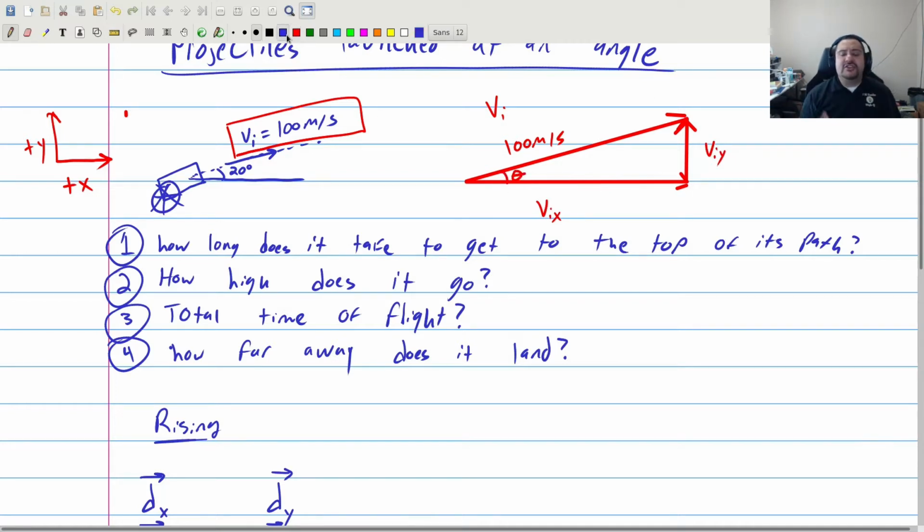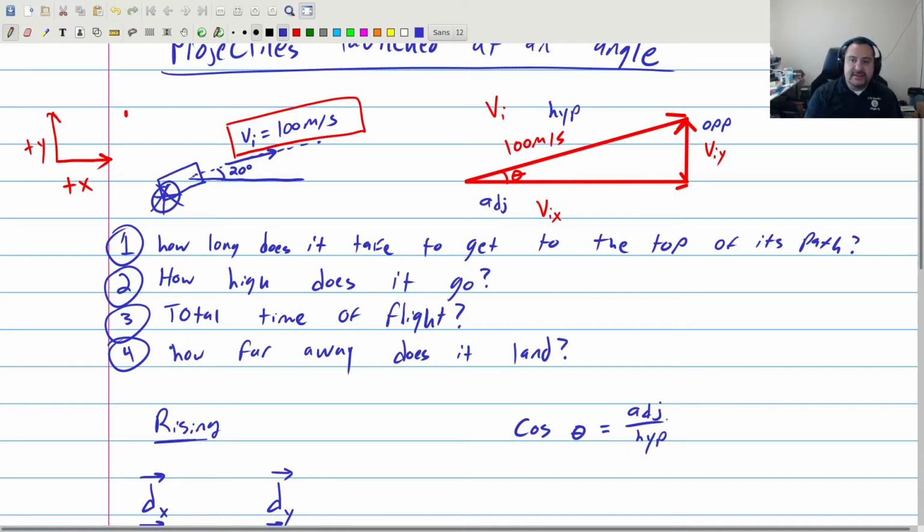So if you look at this triangle, you immediately realize that this is a trigonometry problem. This is the hypotenuse on the 100 meters per second side. The V initial x is the adjacent side, and V initial y is the opposite side. So it turns out if I want to find V initial x, I can use cosine to do that. What do I mean by that? I know that the cosine of the angle has to be equal to the adjacent side divided by the hypotenuse.